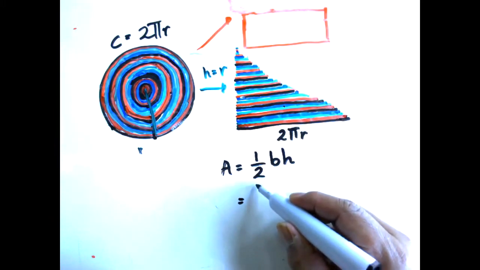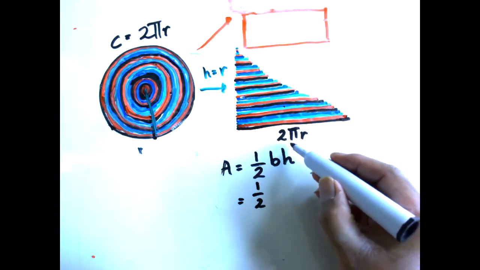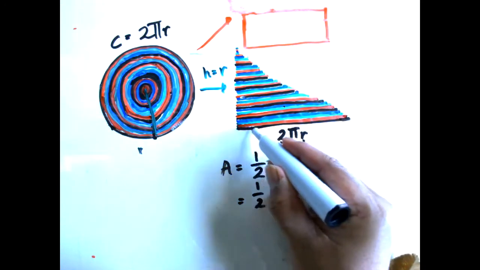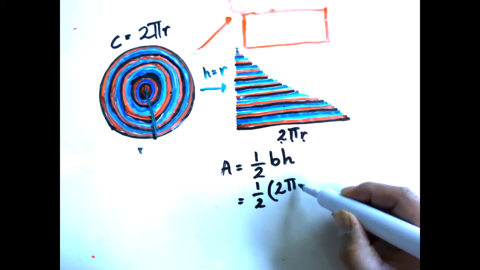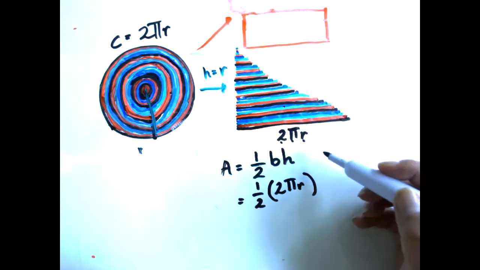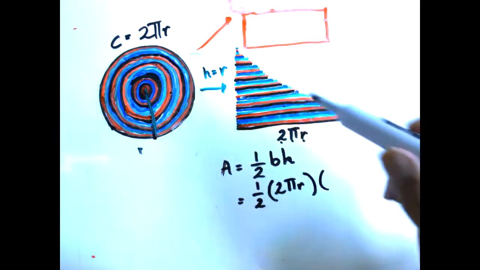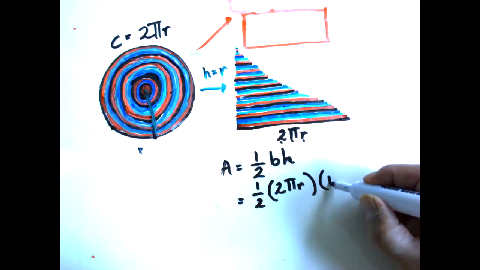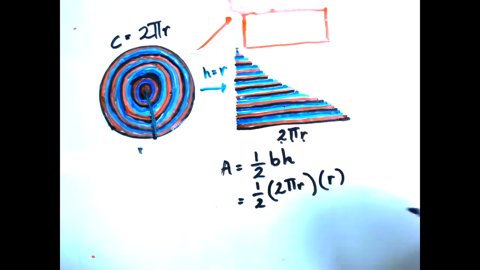So if we substitute 1/2 times, what's the base? Well, the base is 2 pi r. This is the base of the triangle. So the base is going to be 2 pi r. Now, what is the height? Well, the height is r. This is the height in here, which is equal to the radius.